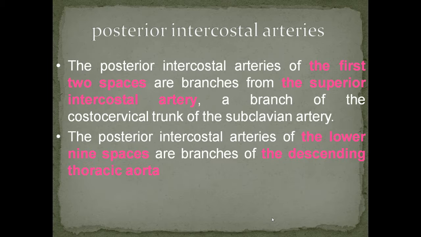The posterior intercostal arteries of the first two spaces are branches from the superior intercostal artery, a branch of the costocervical trunk of the subclavian artery. The posterior intercostal arteries of the lower nine spaces are branches of the descending thoracic aorta.